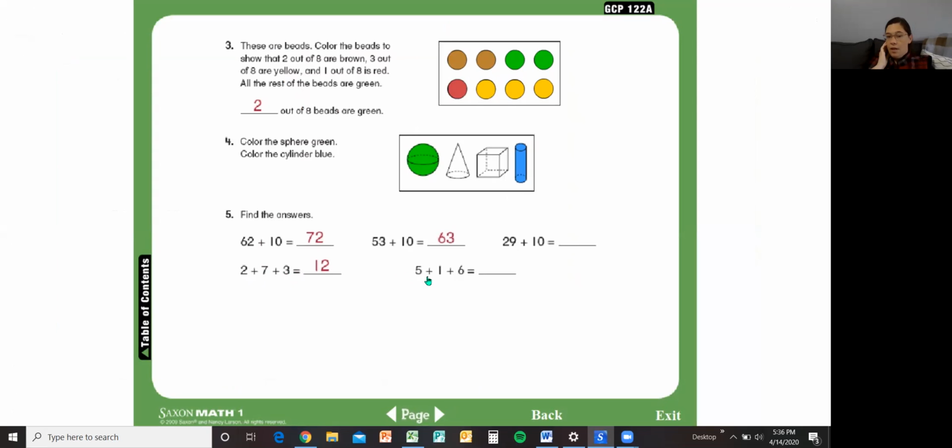Okay, let's look at the next one. 5 plus 1 plus 6. Ooh. Well, 1's easy to add to any number. Nothing here equals 10. Let's see what happens. 5 plus 1. What is 5 plus 1? 5 plus 1 is 6. That's pretty easy. 6 plus 6 is 12. Okay, so 5 plus 1 plus 6 equals 12.